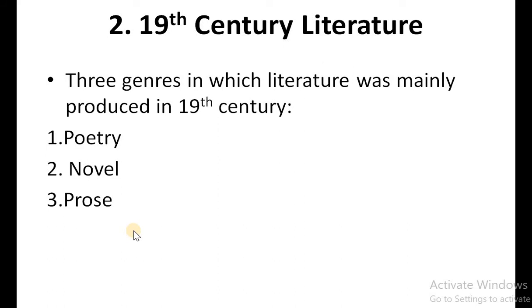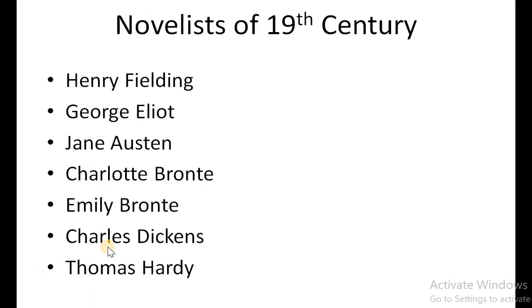I haven't included drama here because at that time drama was not popular, not even with the dramatists, and it was not liked by people, because the kind of drama produced at the time of Shakespeare and then at the time of the modern period, that quality was not produced here. So that is why we will call these the three genres that developed, in which the literature was produced: poetry, novel, and prose. These are the three main genres.